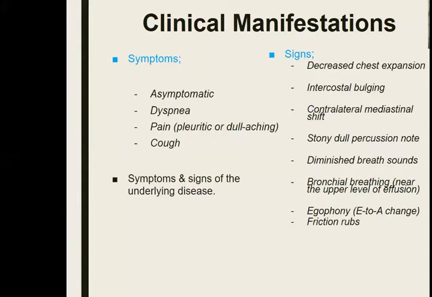You can sometimes have a frictional rub. That is, the true surface of the pleura is inflamed, so it will cause pain when there is movement, and that is a typical pleuritic chest pain. So a frictional rub is basically a rubbing sound between two rough surfaces when the person takes a deep inspiration.